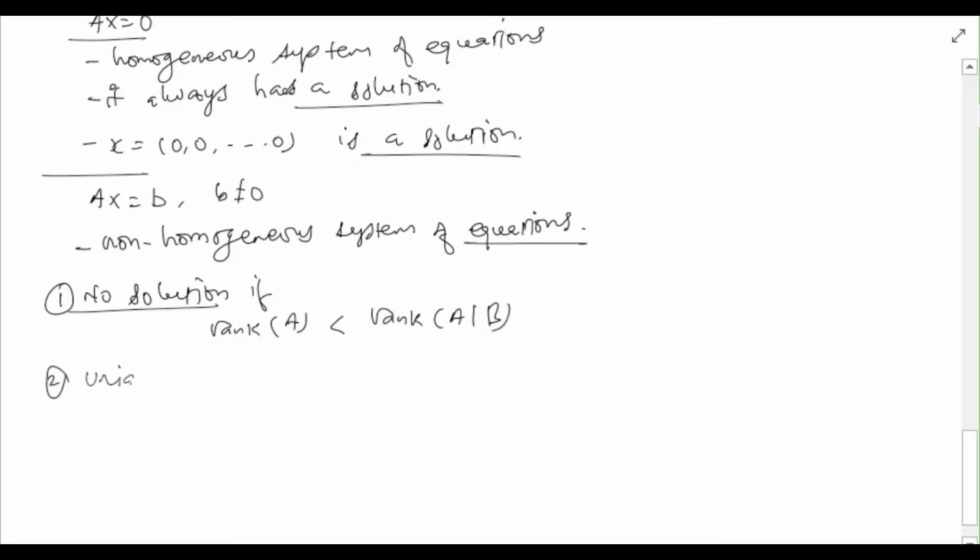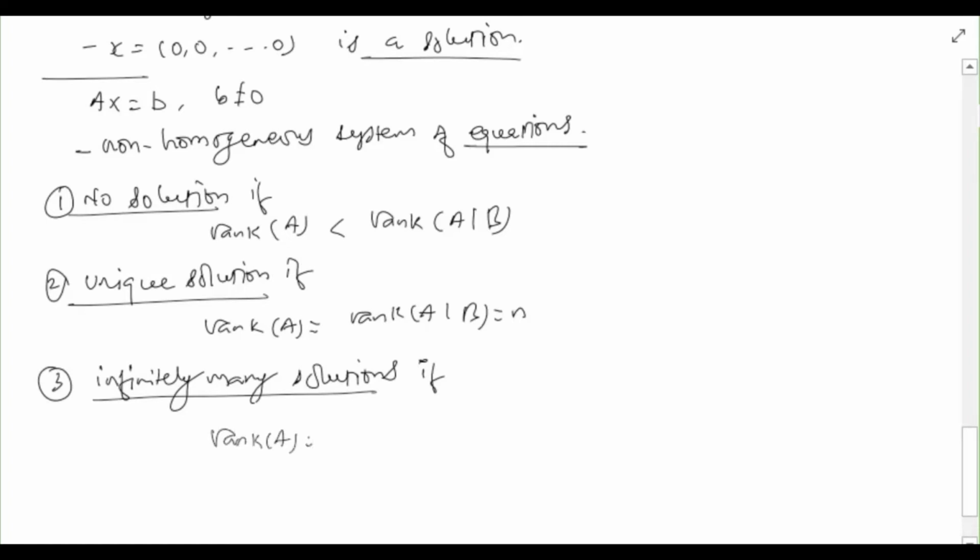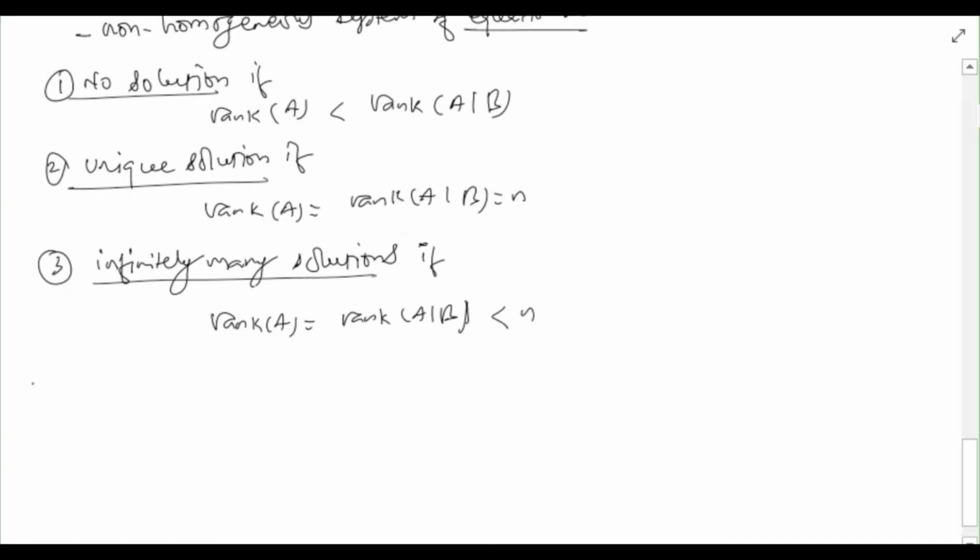There will be a unique solution, that is one solution, if rank of A equals rank of AB, which in turn equals n, and there will be infinitely many solutions if rank of A equals rank of AB but is less than n. Okay, let's see examples.